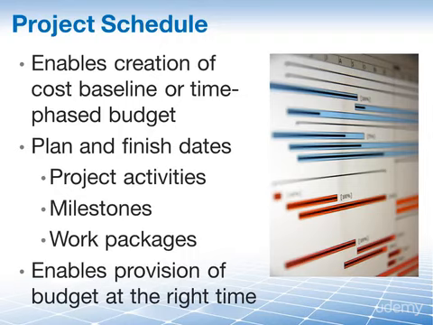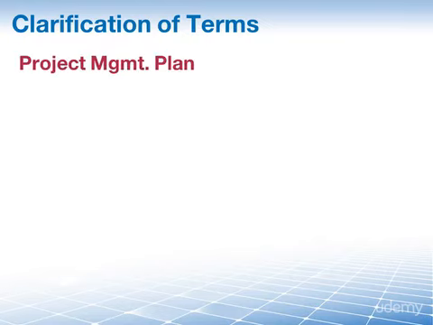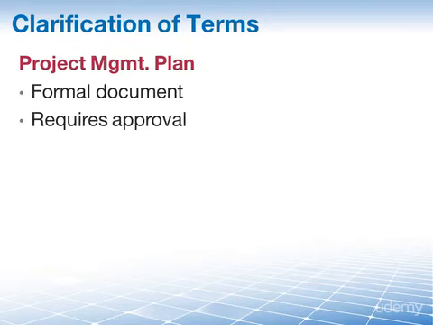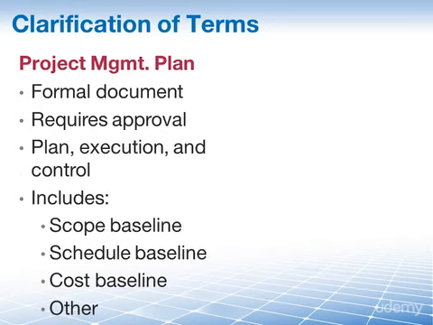Pretty straightforward. You've probably heard me say this one before, but nevertheless, let's take a quick detour and look at the differences between the project management plan and the project schedule. So, from the PMBOK guide, we know that it's not just the project plan, it is the project management plan. This is a formal document. It requires approval, and its focus is on how the project will be planned, executed and controlled. It includes the scope baseline, the schedule baseline, the cost baseline, and other subsidiary plans.